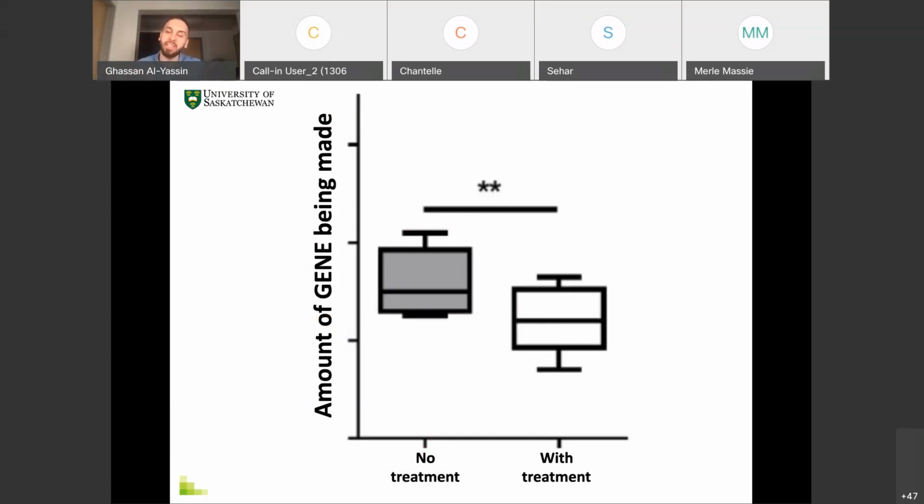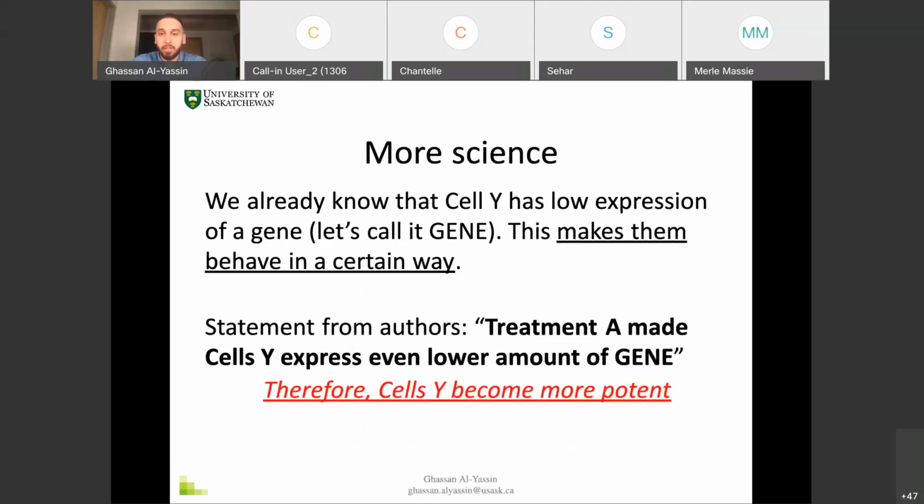You look at how they did the experiments and it all falls apart, unfortunately. So when I was saying all of this with X and Y and all that stuff, I told you that the authors said treatment A makes cells Y make a lower amount of gene. So how would you test this? You would take Y without treatment and you see how much gene is being made. You give them the treatment and you see if gene goes even further down, right? They didn't do that.